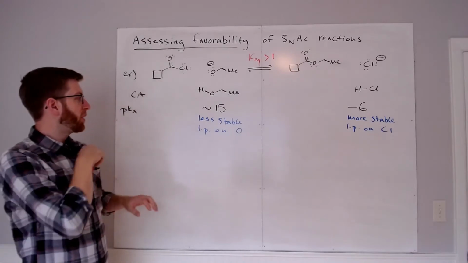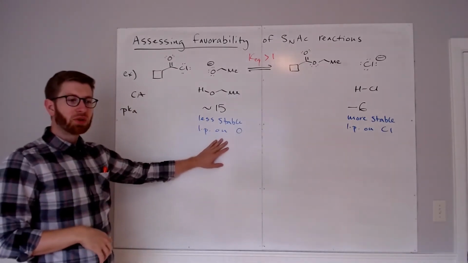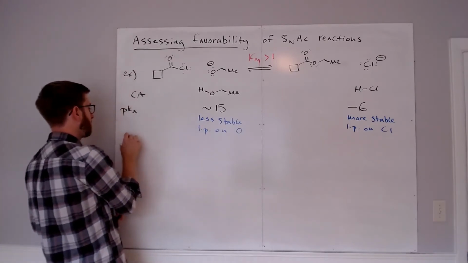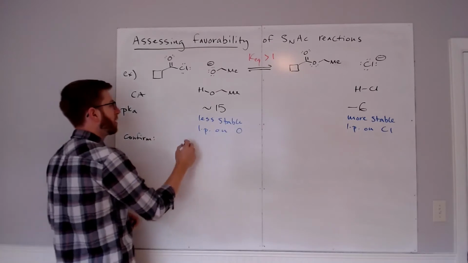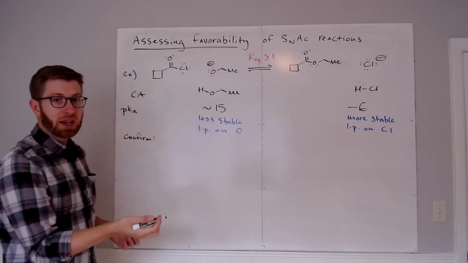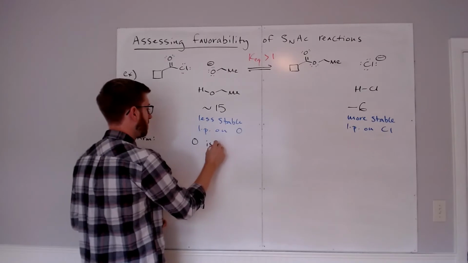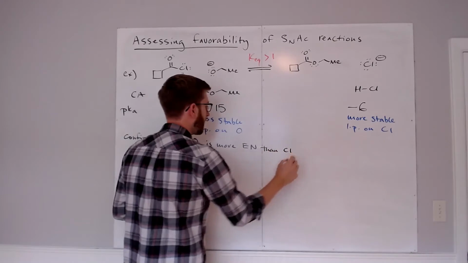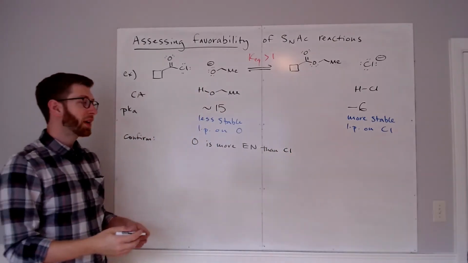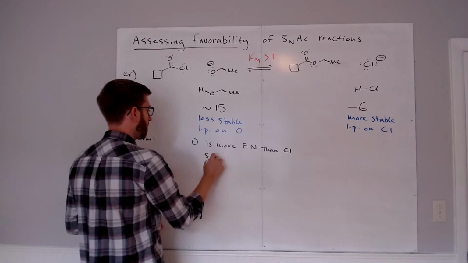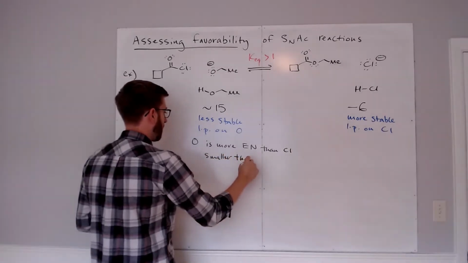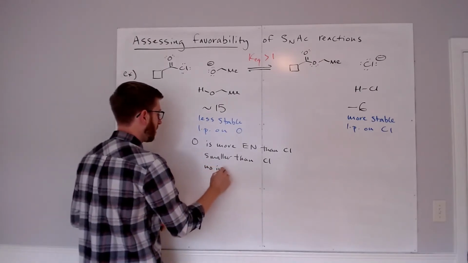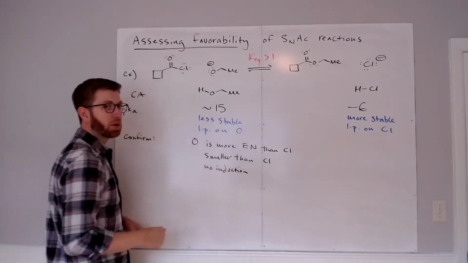We could also come up with the same conclusions we used pKa data to come to using structural analysis. So we could confirm oxygen is more electronegative than chlorine. It's definitely smaller than chlorine. Oxygen's in the second row. There's no real inductive effects that I'm worried about here. And it doesn't look like there's any resonance either.